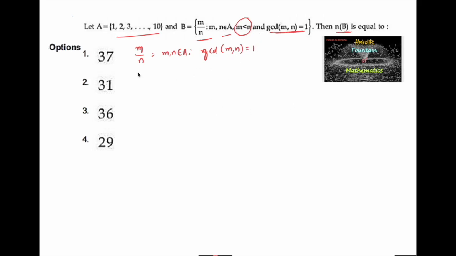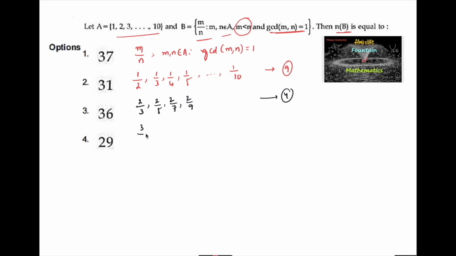So if we start with 1, I can write 1 upon 2, 1 upon 3, 1 upon 4, 1 upon 5, and so on up to 1 upon 10. So here total 9 elements are there. And if I start with 2, 2 upon 3, 2 upon 4 we cannot take, 2 upon 5, 2 upon 6 we cannot take, 2 upon 7, 2 upon 9. So only 4 are there.